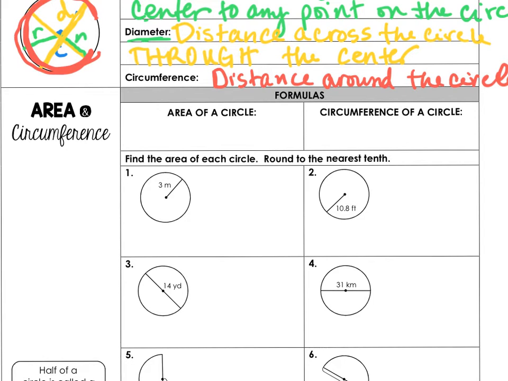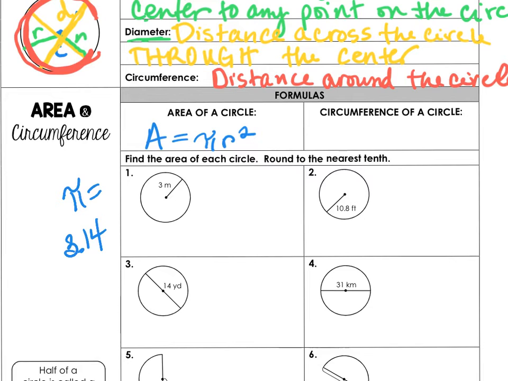Okay, area of a circle. Area equals pi r squared. And for pi, I'm going to put it over here. Pi, we are going to use equals 3.14. I know there's a pi button on the calculator, but I don't want you using it. It goes on forever and it messes stuff up. For our purposes, we're going to estimate, and we're going to use 3.14.